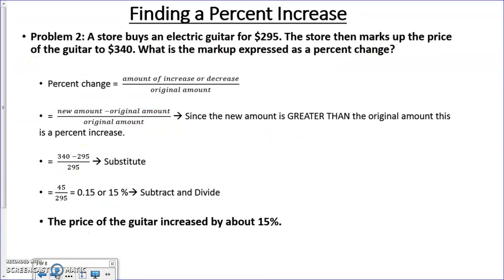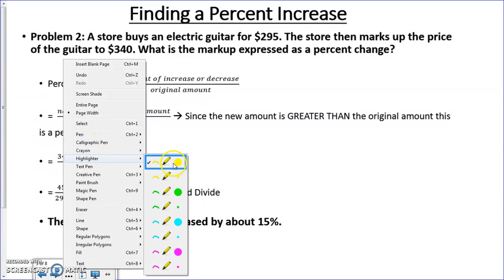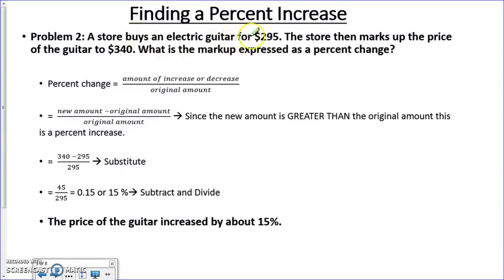Problem 2. A store buys an electric guitar for $295. The store then marks up the price of the guitar to $340. What is the markup expressed as a percent change? So in this problem, this is a percent increase. The original was $295. That's how much you bought it for, okay? But then the store marked it up to $340 because they want to make some profit. So we want to know what is the markup expressed as a percent change.